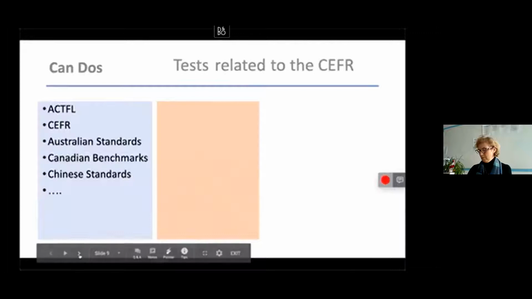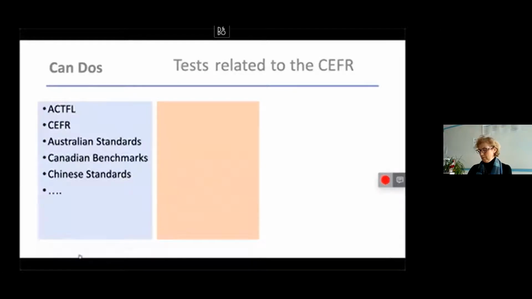So we talk about ACTFL today, we talk about the CFR, and Christy has just referred to the Australian standards and the Canadian benchmarks. And 2 years ago, the Chinese standards of English were launched, and very soon, as soon as we are all recovered from this sort of chaos that we're living through today, you will be hearing about the Chinese standards that have been developed very rigorously in the same way that the ACTFL standards were developed or the Common European Framework of Reference can-dos were developed.